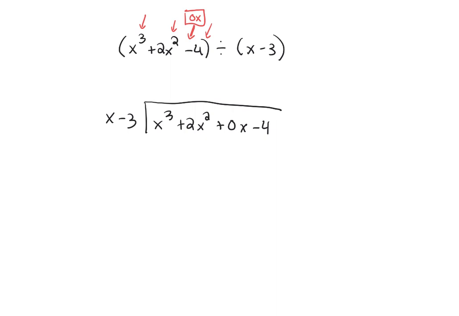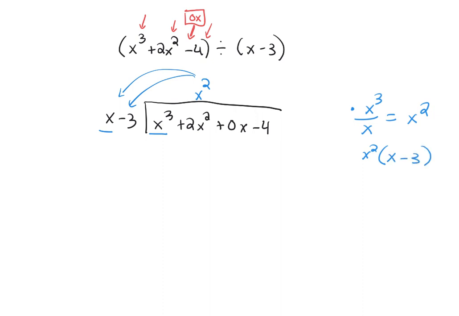So same thing, it starts with dividing those first terms. X to the third divided by x equals x squared, and that is the first part of your answer. When you get the first part of your answer, you multiply it to both out in front and bring it down. So that x squared has to be multiplied to the x and the minus 3, which is x to the third minus 3x squared. And then we subtract. First terms always cancel. 2 minus negative 3 is positive 5x squared.